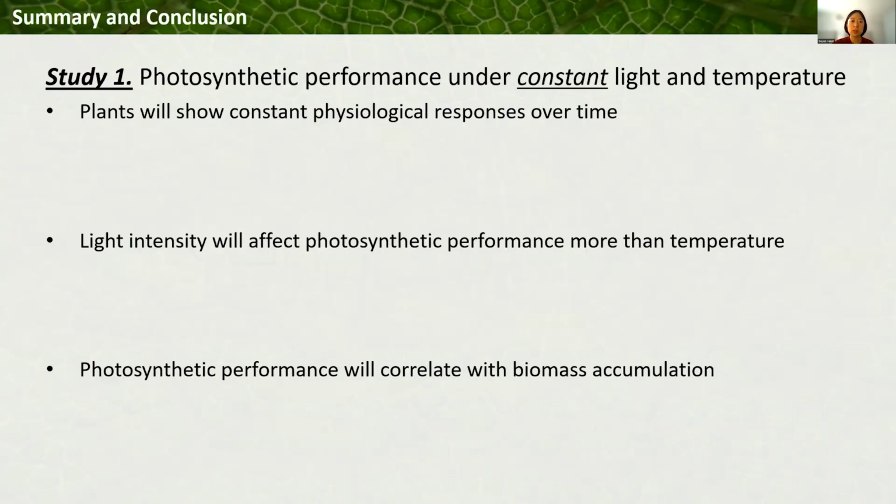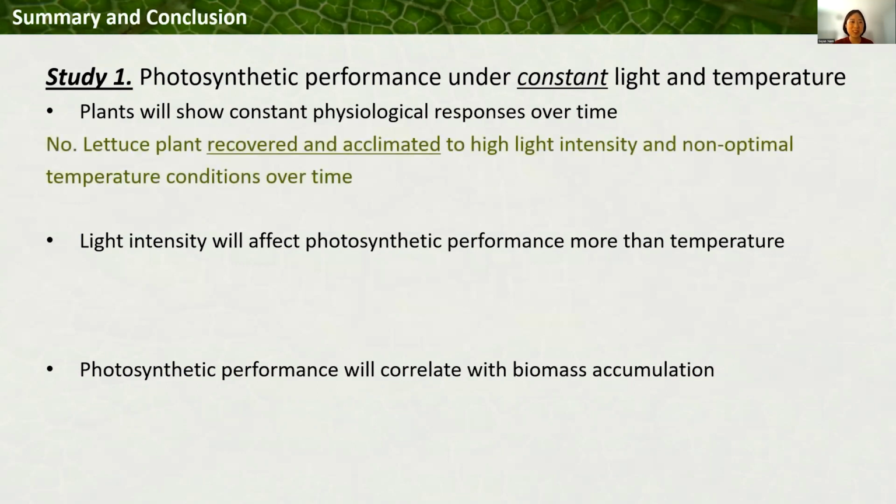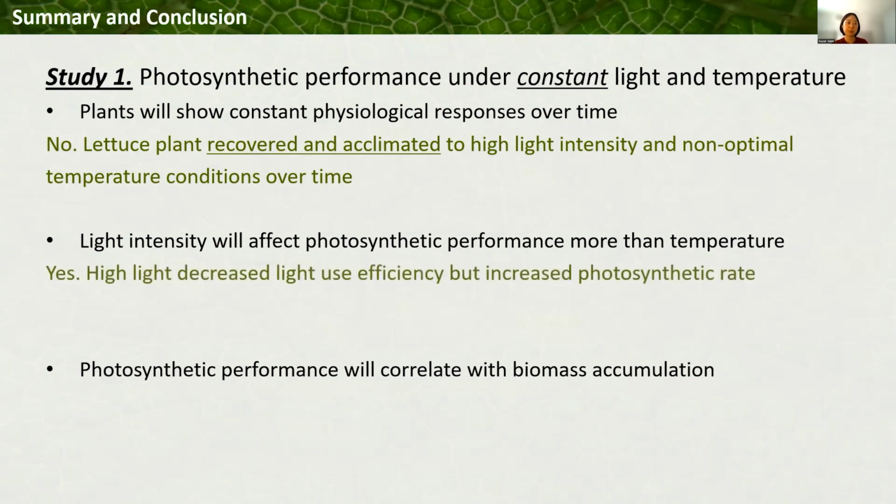So for study one, I wanted to see if my assumptions were correct, but some of them were not. First of all, I thought the plants would show constant physiological responses over time, but actually they did not, because lettuce plants recovered and acclimated to high light intensity, low temperature, and non-optimal temperature conditions over time.